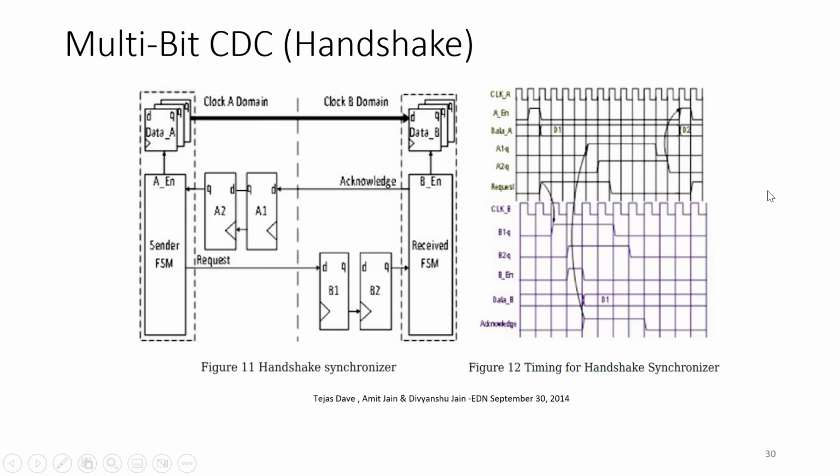Are you ready to go with me through this timing chart? Yeah. We said the first thing is I have an enable signal. This is my enable signal. It is going out for 1 clock cycle of A, correct? Yes. And this is my data.